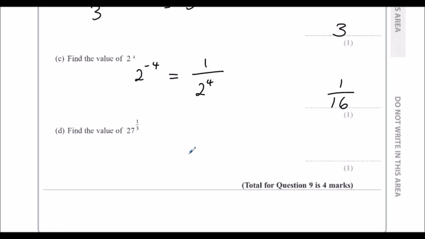Part D, find the value of 27 to the power of a third. The power of a third is the same as a cube root. So power of a half is a square root, power of a third is a cube root. So the cube root of 27 is 3. 3 times 3 times 3 makes 27. So the cube root of 27 is 3.